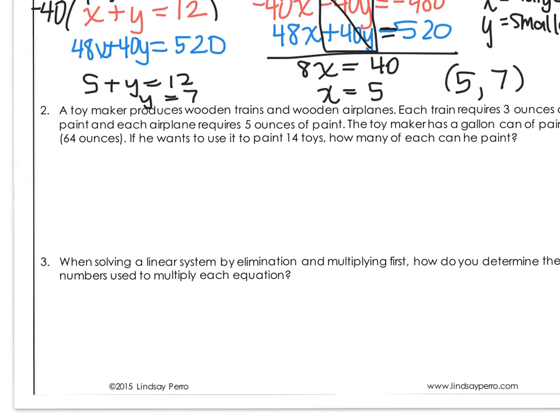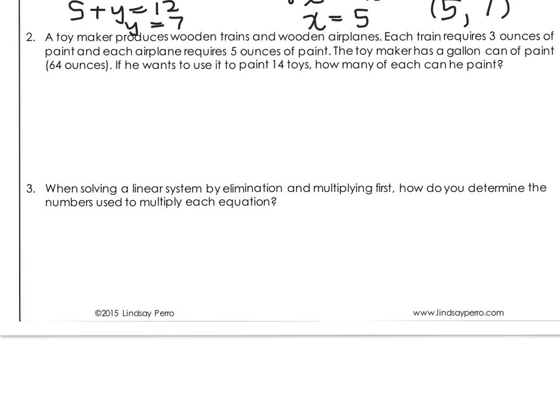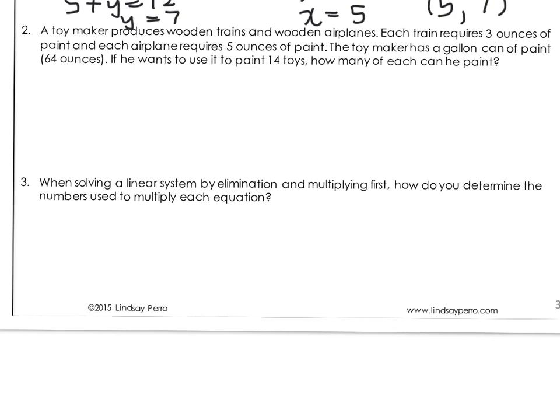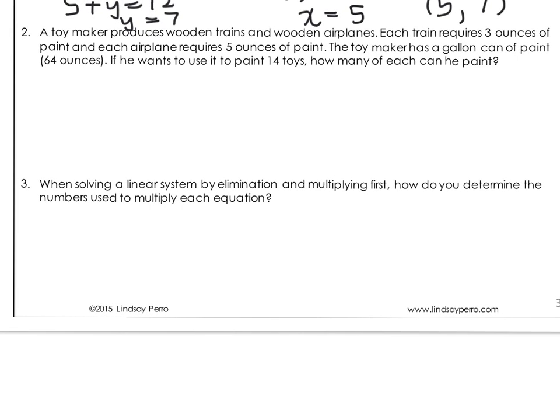Next question. A toy maker produces wooden trains and wooden airplanes. Each train requires 3 ounces of paint and each airplane requires 5 ounces of paint. The toy maker has a gallon can of paint, which is 64 ounces. Glad they did that so I don't have to do the math on that. If he wants to use it to paint 14 toys, how many of each can he paint?